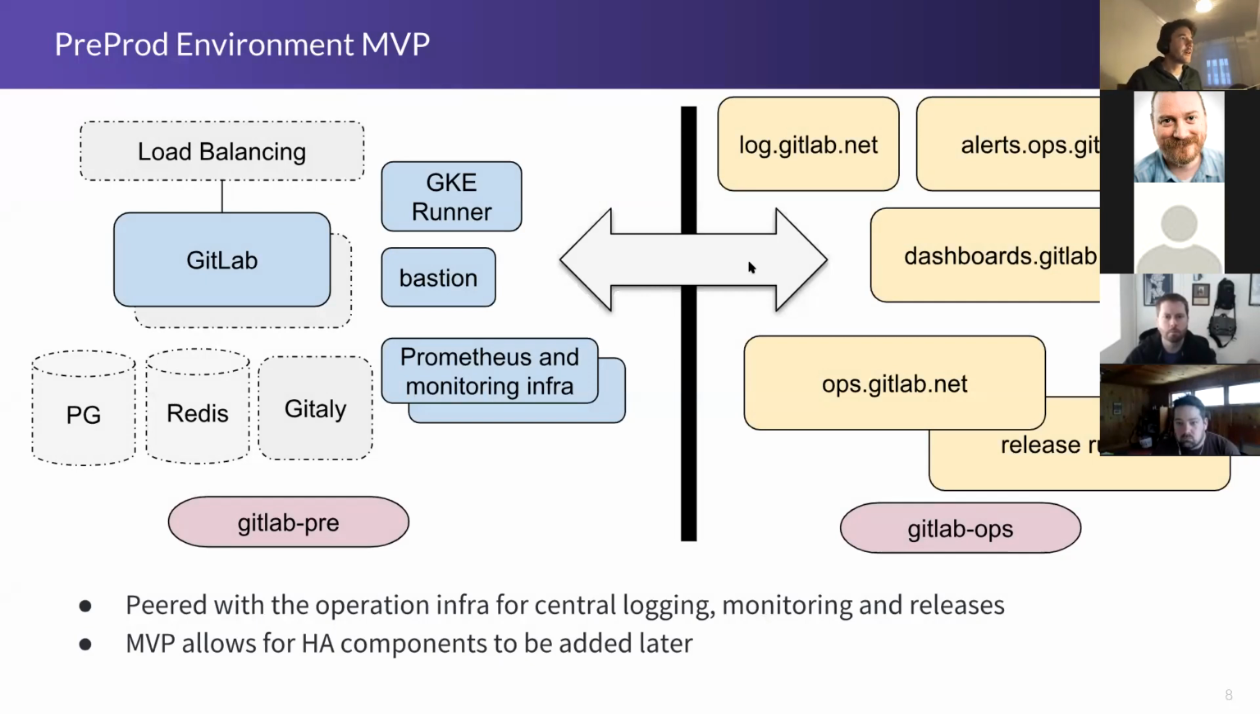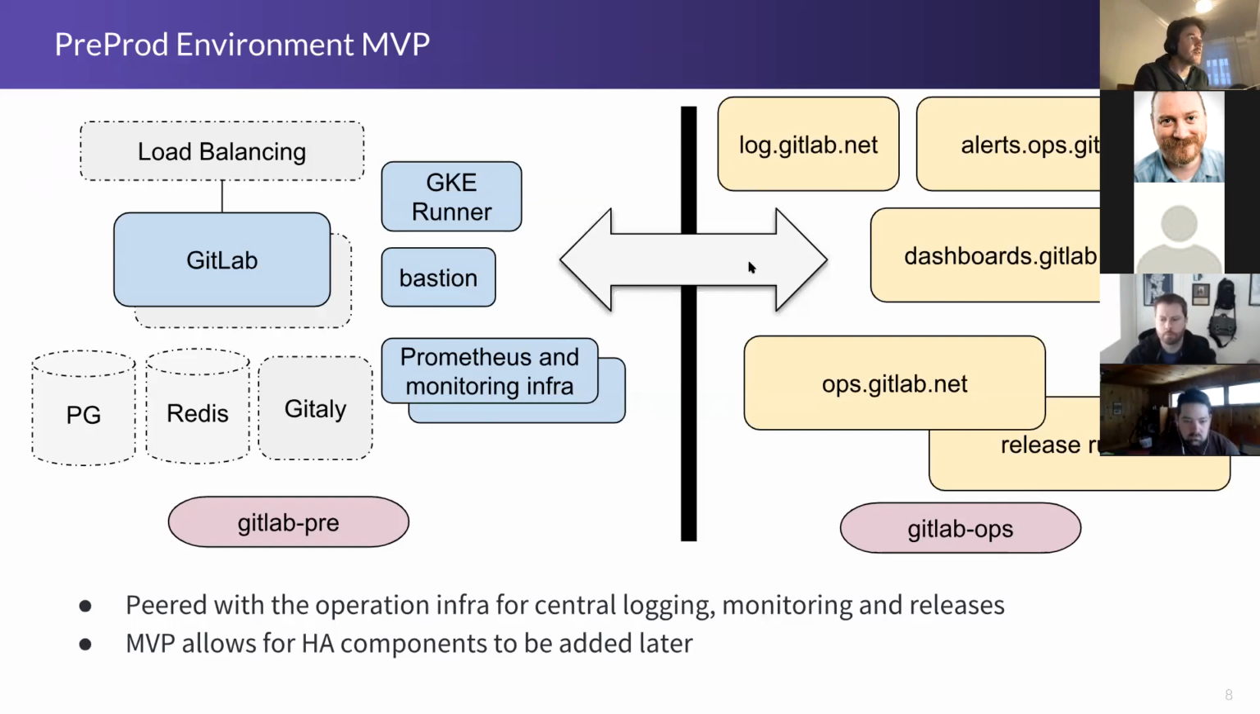I'm going to talk here about the very minimal viable product for PreProd, and this was purposely done so that we can create this thing quickly and deploy to it as soon as possible. So it's very simple, or as simple as it gets when it comes to environments. We have a GitLab server, we have a runner, we have a bastion, we have monitoring infrastructure, which includes Prometheus and the alert manager and some exporters.